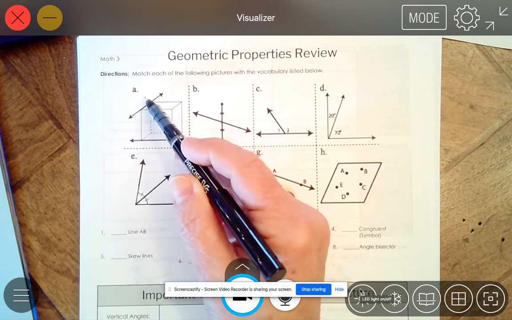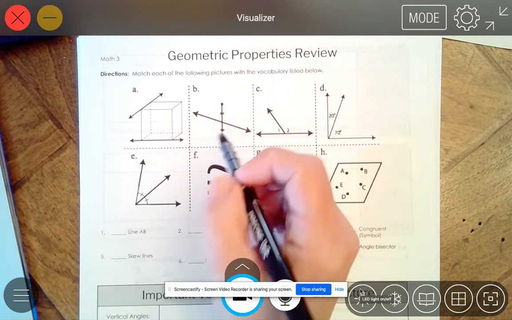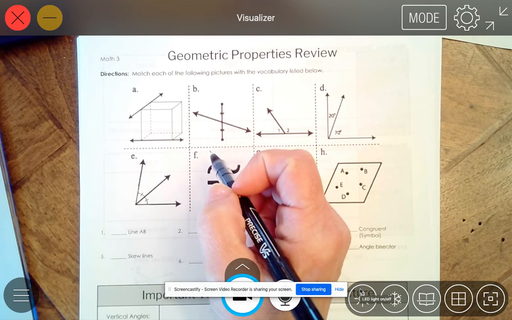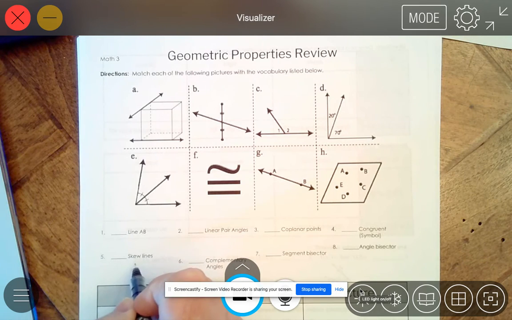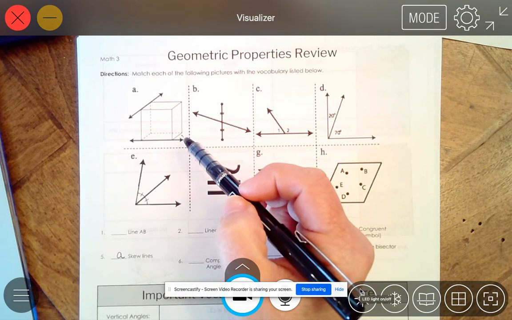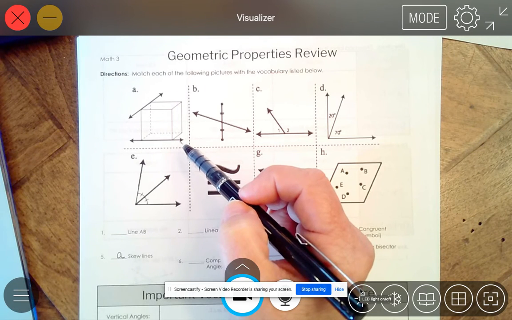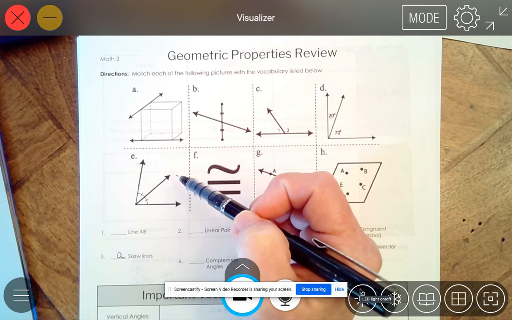Right here in A, we have two lines like this. Lines that do not intersect and are not parallel to each other are called skewed lines. As you can see, these lines right here are not parallel, but they are never going to intersect. The way these are, those are called skewed lines.